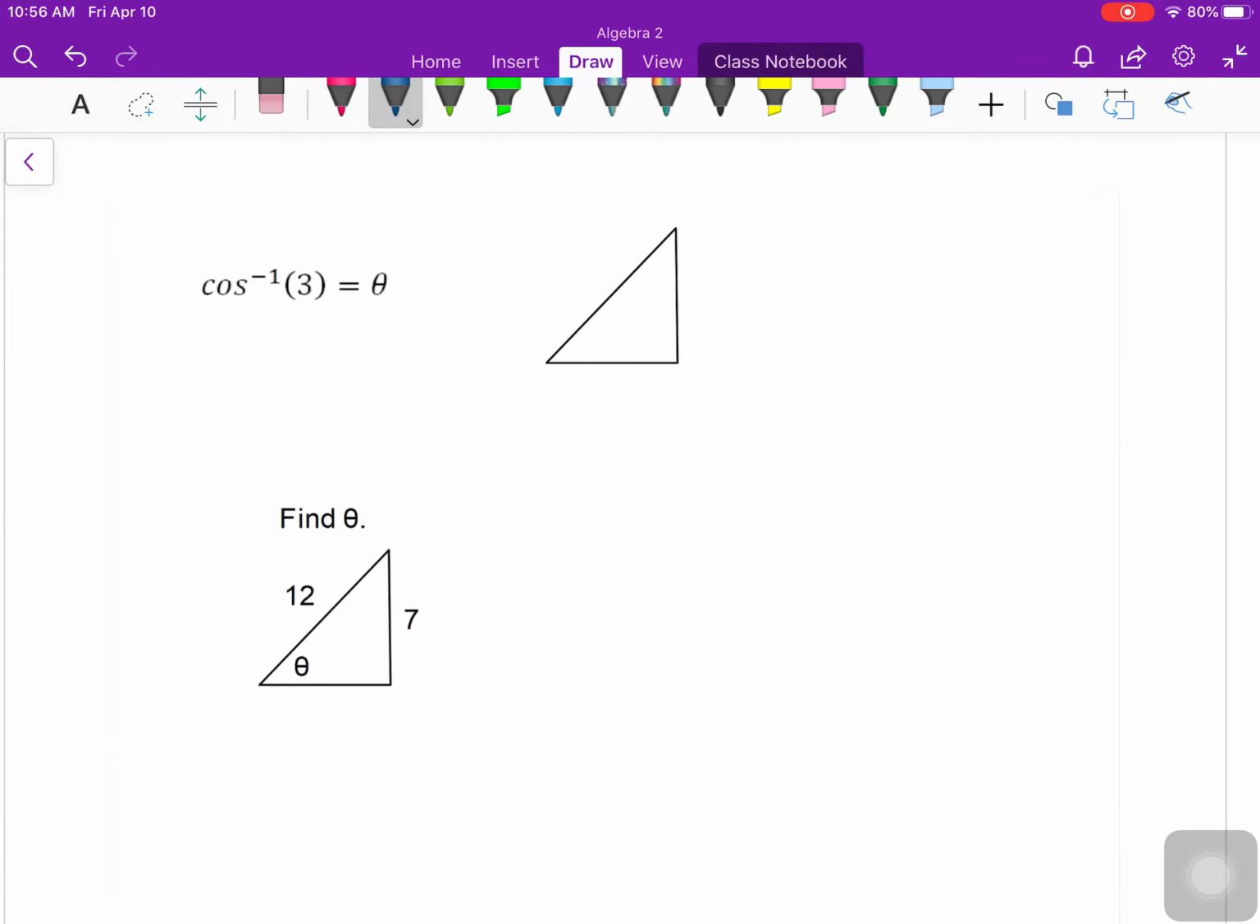Okay, the next one, cosine inverse of 3 equals theta. Well, this needs to be a ratio, so it is 3 over 1. So here's my theta and my right angle. Cosine is adjacent over hypotenuse, so adjacent is 3, hypotenuse is 1. Can your hypotenuse be smaller than your leg? No, so that means this is not possible. There is no angle here because there actually is no triangle here.